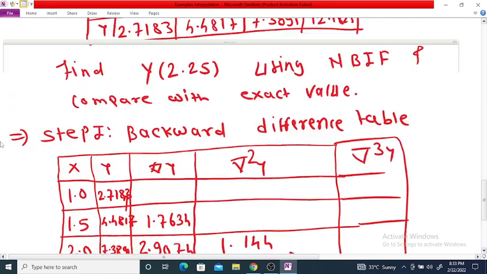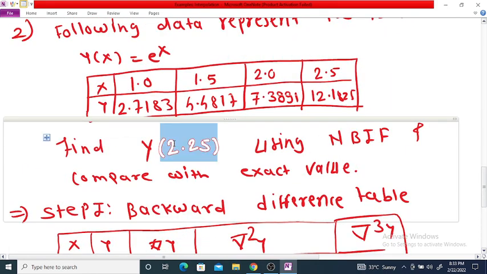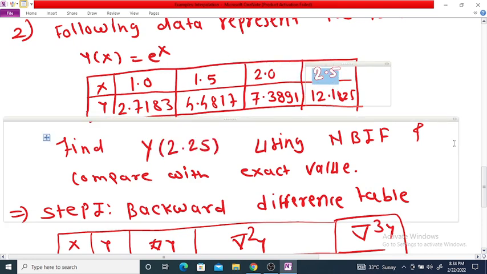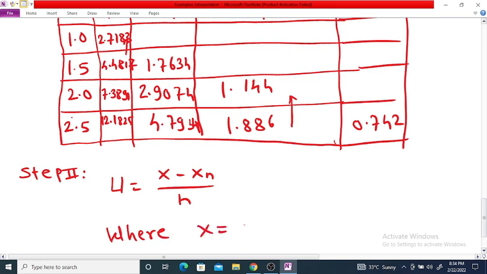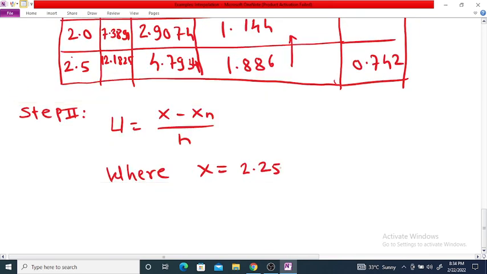Now here we want to evaluate y of 2.25. It is very close to the last value of x, that is 2.5. So here u is equal to x minus xn divided by h. x is what? We want to determine y at x equal to 2.25. So x is 2.25, and xn is 2.5.